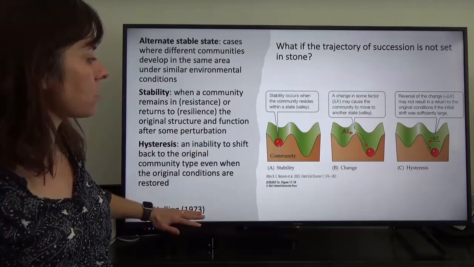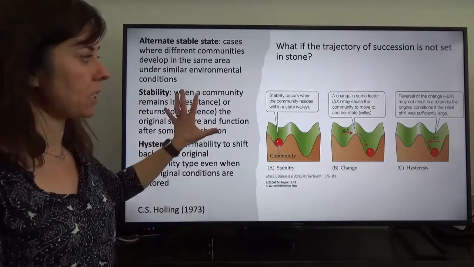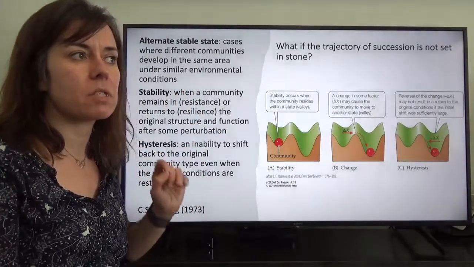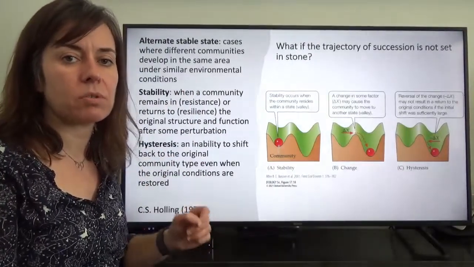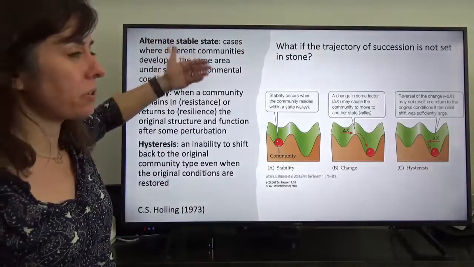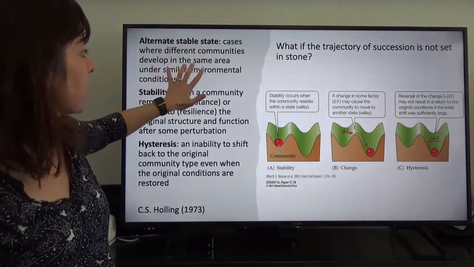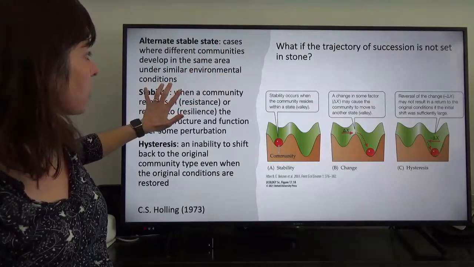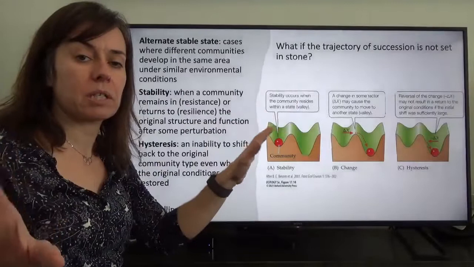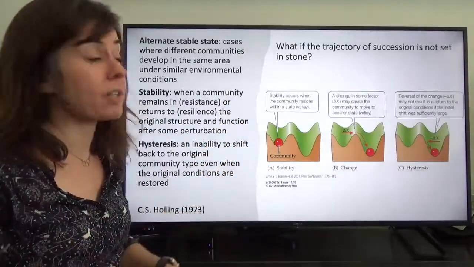So these are not new ideas, but we're seeing a resurgence of study of this particular topic because the frequency and the intensity of disturbances is accelerating in response to climate change and other human stressors. So alternate stable states are cases where different communities develop in the same area under similar environmental conditions. Okay, so you can have two or more different successional endpoints in a particular area, but otherwise it's very, very similar.